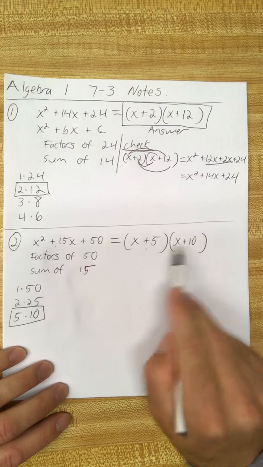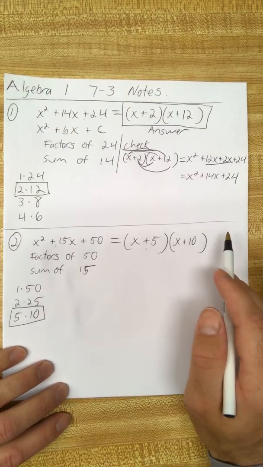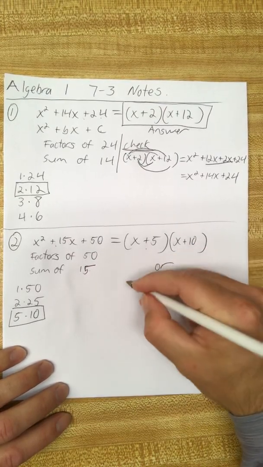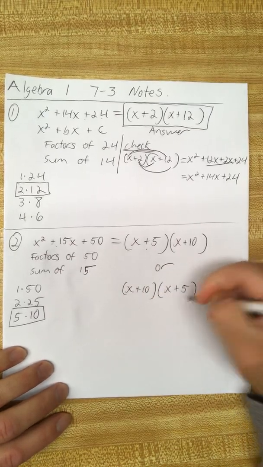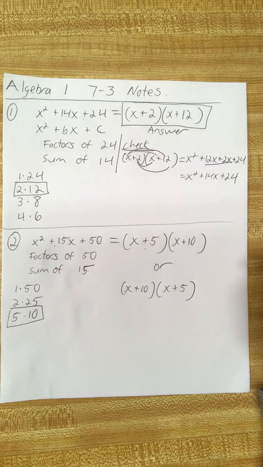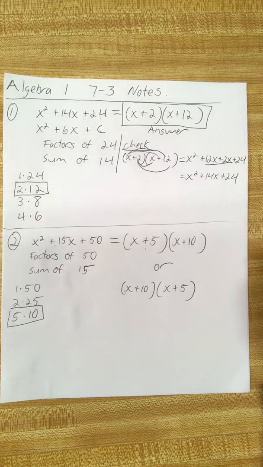As far as the order of these binomials, it doesn't matter. I should write that down. You could have x plus 10 times x plus 5. It does not matter. Multiplication order doesn't matter. If I do 5 times 10, I get 50. If I do 10 times 5, I get 50. So it doesn't matter what order they're in.